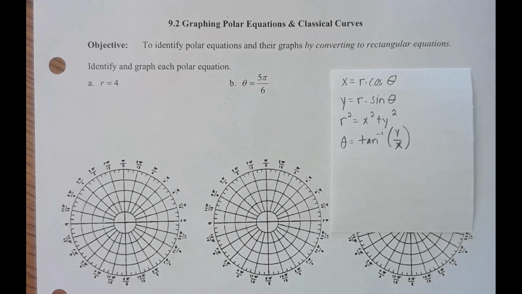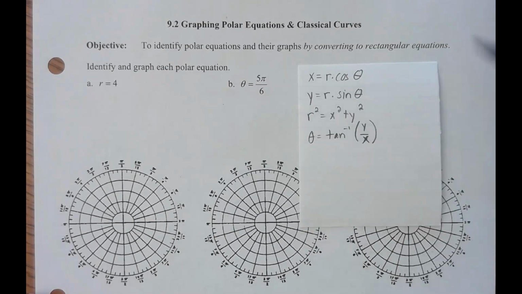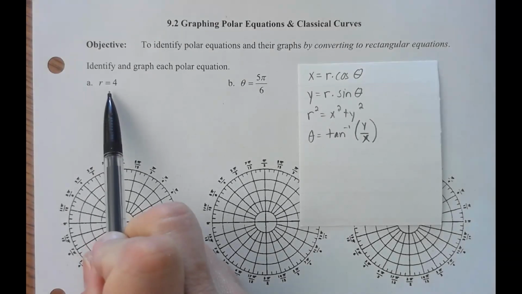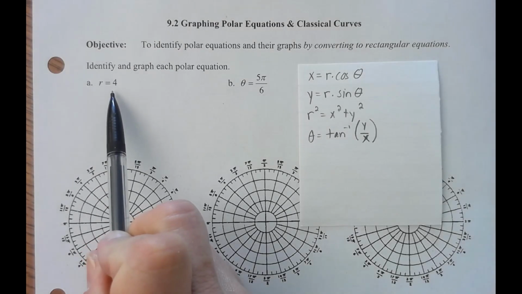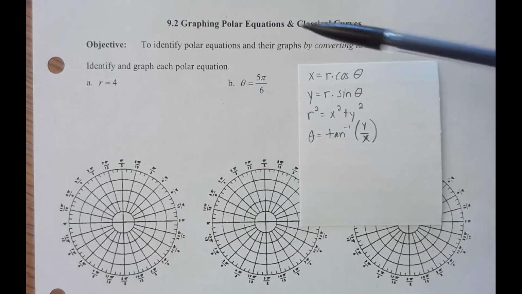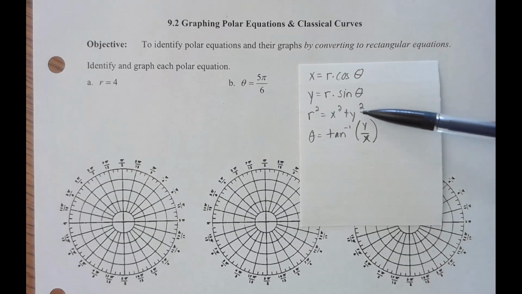Today we're going to graph polar equations by converting them first into rectangular equations and then plotting them on a polar plane. It's important to remember the different equations we have in our toolbox to convert between polar and rectangular. So when I look at r equals 4 and I'm trying to convert it into rectangular coordinates, I compare what I have with the different tools in my toolbox.